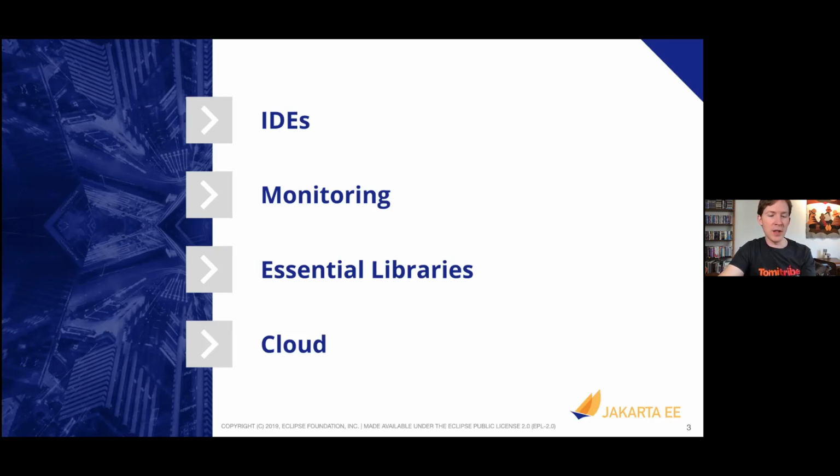We have essential libraries like PrimeFaces and OmniFaces, very, very essential to our ecosystem. We've got a bunch of cloud platforms out there that support Tomcat and many other things. All of that is javax namespace. And all of these things are going to break as soon as Jakarta EE 9 is released, right? And our number one goal is to make sure that these things stay in our ecosystem and they make the change.